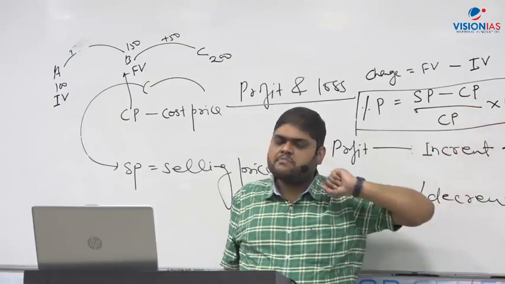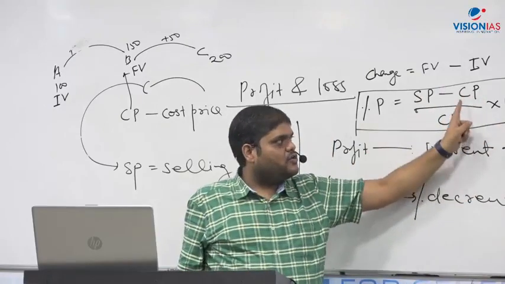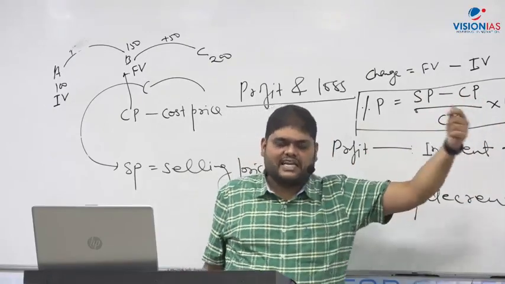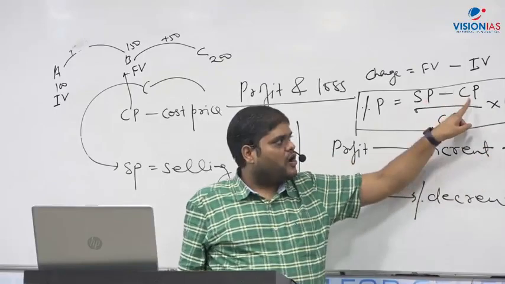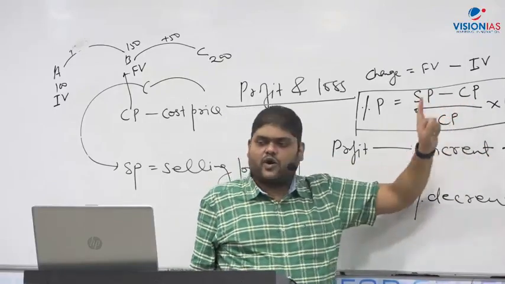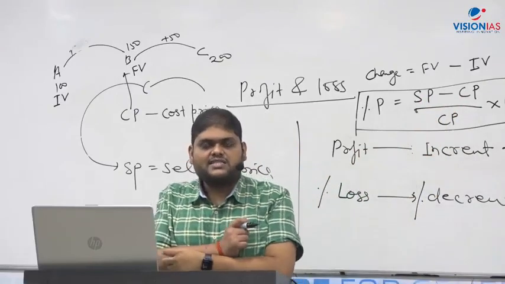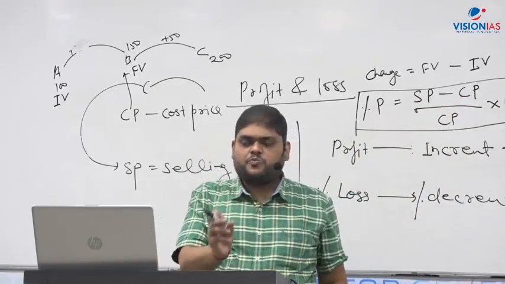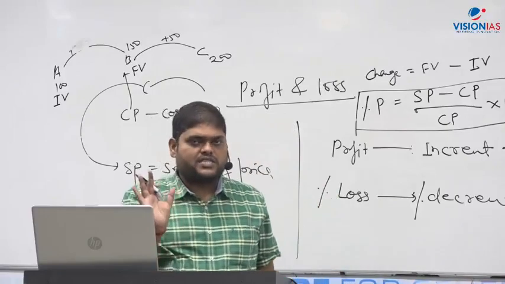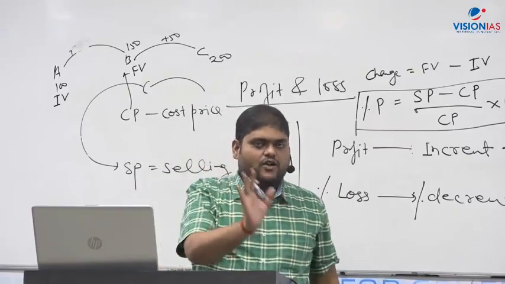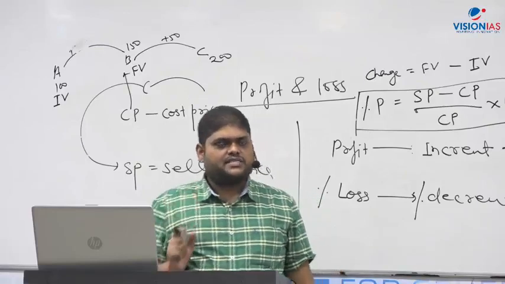What you have to remember here is the initial value: until and unless anything extra is given, you will always consider the initial value as cost price. And what is the reason for that? The reason is that profit, percent of profit or percent of loss is always calculated on the cost price.